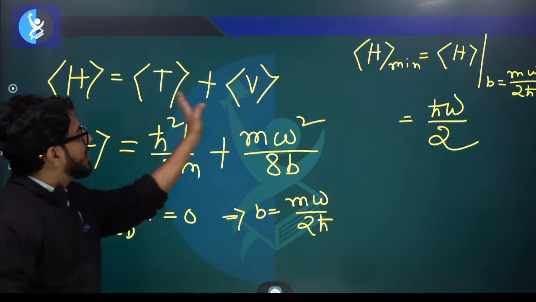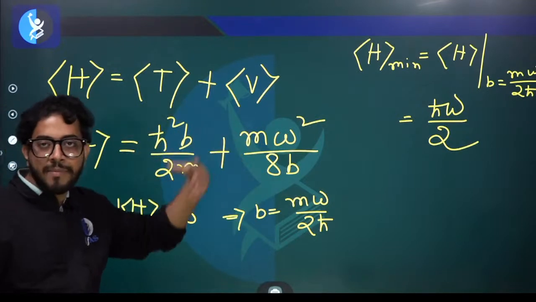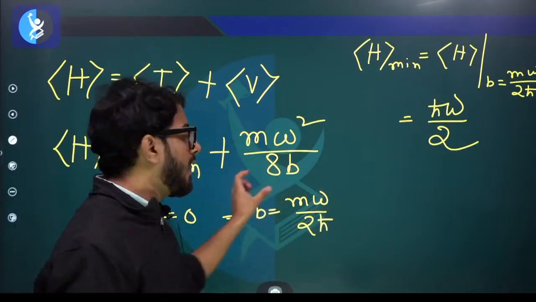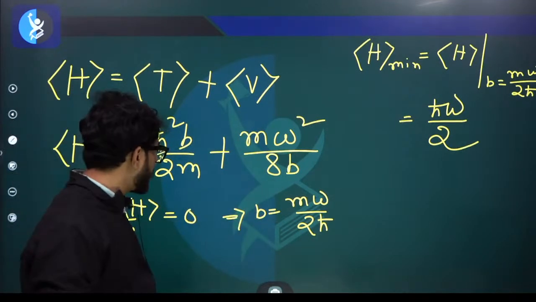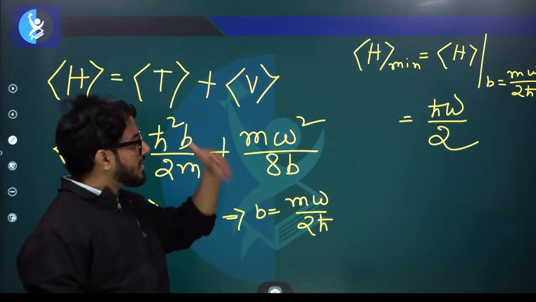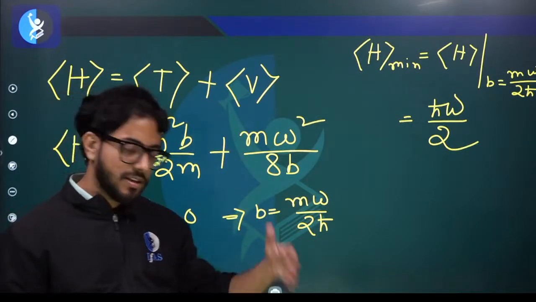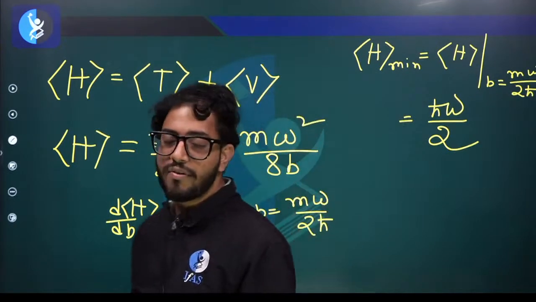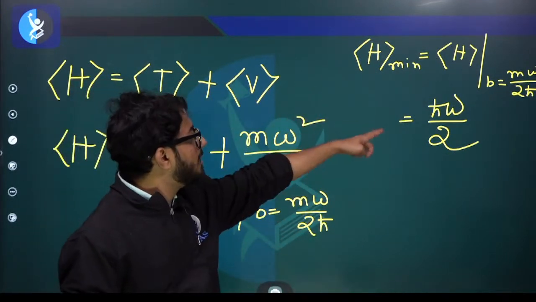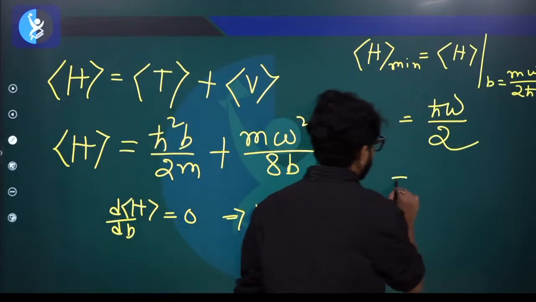I mean, you find the expectation value of the Hamiltonian, then you minimize it. How do you minimize this? There is a variational parameter b. So you take the differentiation with respect to b and set it equal to 0. Then you find the value of b. You again take the second differentiation, put that value of b, and see that it's definitely positive. That means it shows the minimum value of that function. So definitely H minimum will be h cut omega by 2, and that is your ground state energy from the variational principle.